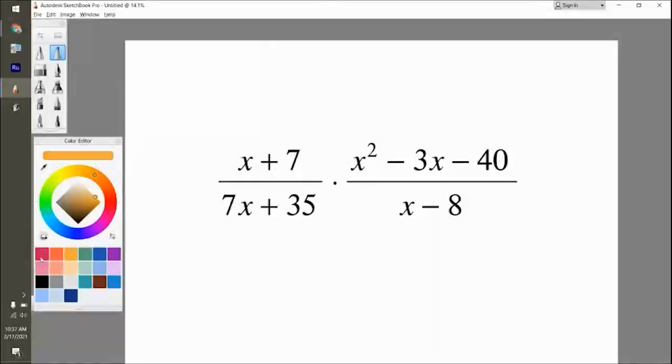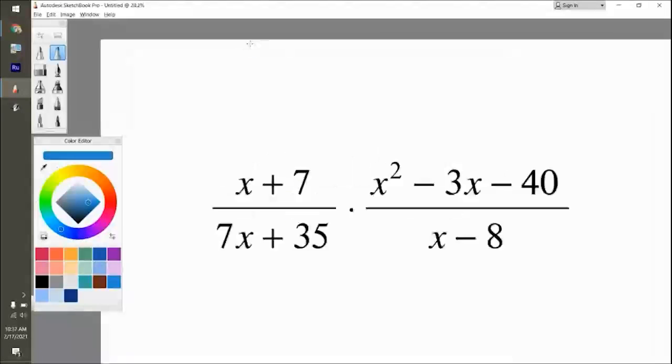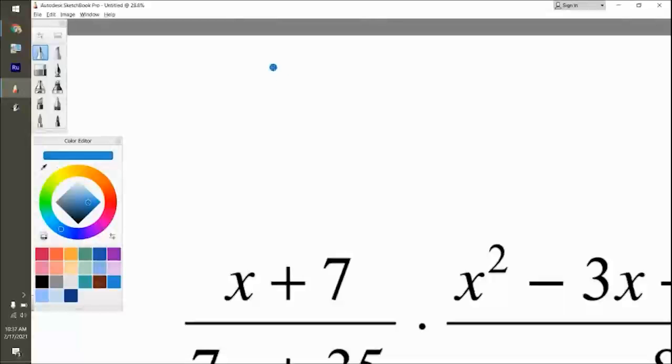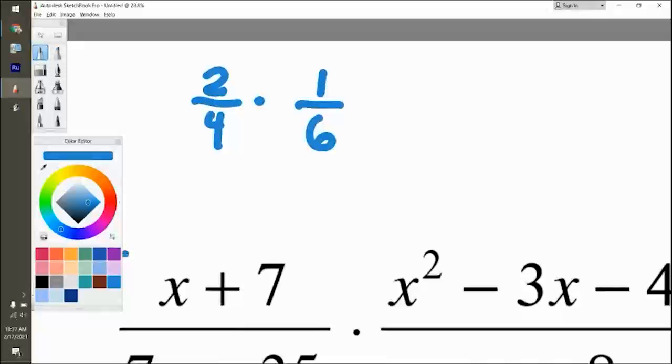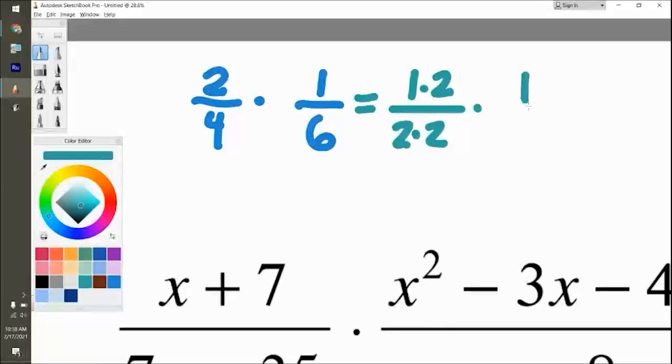So let me just make up a problem really quick for the fractions. Let's go with, we'll do 2 over 4 again, times, let's see here, 1 over 6. It doesn't really matter. Okay. What you can normally do for these is just multiply across, but I highly advise factoring everything out first. Okay. So the 2 over 4 is really just going to be a 1 times 2 over a 2 times 2 times 1 over 2 times 3, because 2 times 3 is 6.